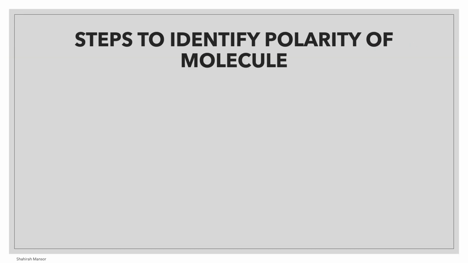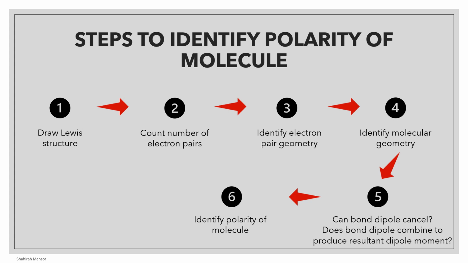Steps to identify polarity of molecule. Firstly, you need to draw the Lewis structure of the molecule and then count the number of electron pairs, termasuk bonding pair and lone pair on the central atom. Next, identify electron pair geometry. This one is actually the rangka of the geometry, okay, from the basic shapes. And then identify molecular geometry of the molecule, okay, whether it is AB ataupun ABE. And then tengok sama ada the molecule has bond dipole dan adakah bond dipole can be cancelled with each other.